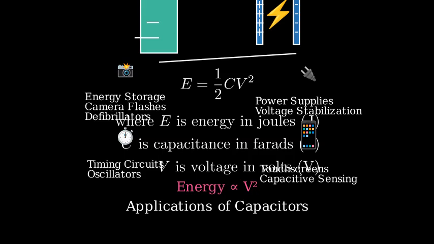Capacitors can be connected in series or parallel in circuits, just like resistors. When capacitors are connected in parallel, the total capacitance is the sum of the individual capacitances. C total equals C1 plus C2 plus C3, and so on. When capacitors are connected in series, the reciprocal of the total capacitance equals the sum of the reciprocals of the individual capacitances. 1 over C total equals 1 over C1 plus 1 over C2 plus 1 over C3, and so on.